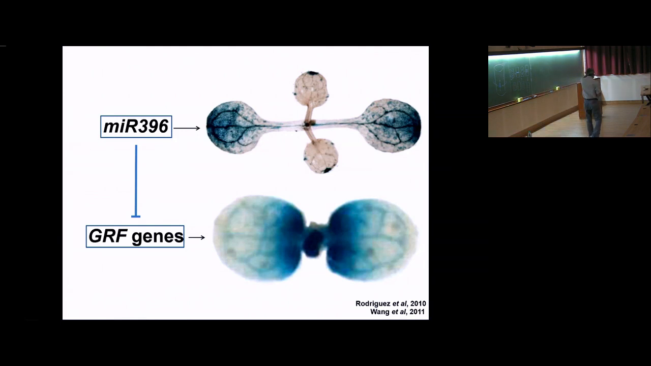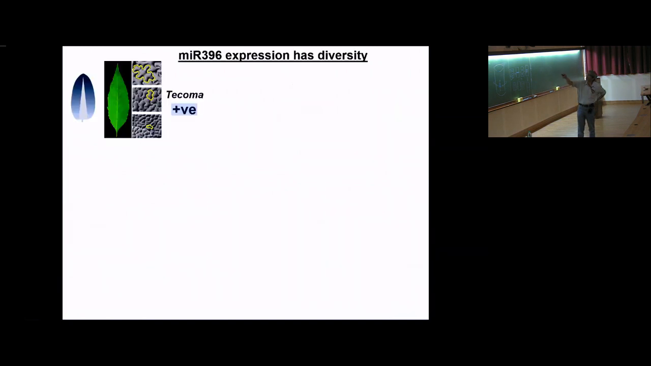MicroRNAs are also useful because they are conserved. They are about 21, 22 nucleotides long, and they're conserved from moss all the way to higher plants like Arabidopsis. So you can use the Arabidopsis sequence to probe and then see what is the expression polarity of the MIR396 in various species. You do that, the expression pattern of this one, a representative species, which is a positive allometry, in this case, Tachoma. You can see the cells are dividing here and then mature here.